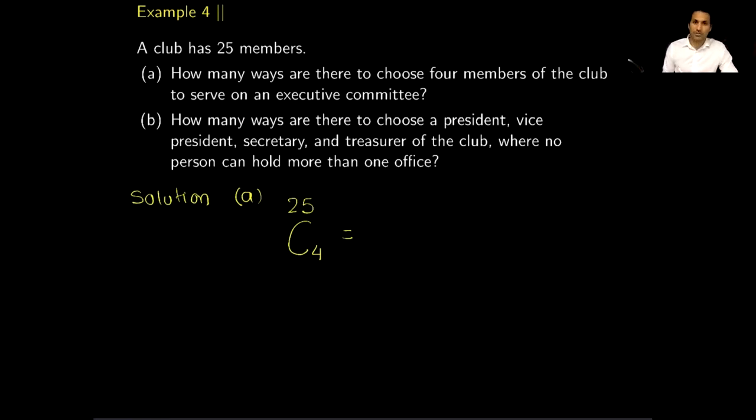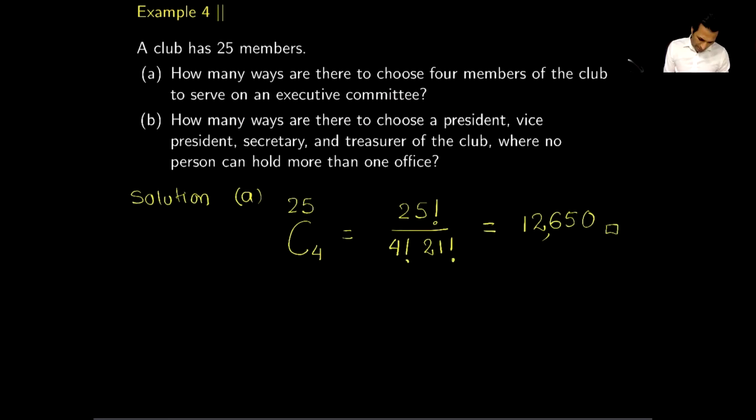By the method of combination, the total number of ways will be 25 choose 4. Therefore, this is 25 factorial divided by 4 factorial times (25 minus 4) factorial, which is 21 factorial. If we simplify this factorial and write it as a number, we get the total number of ways we can choose a 4-member committee out of 25 members.